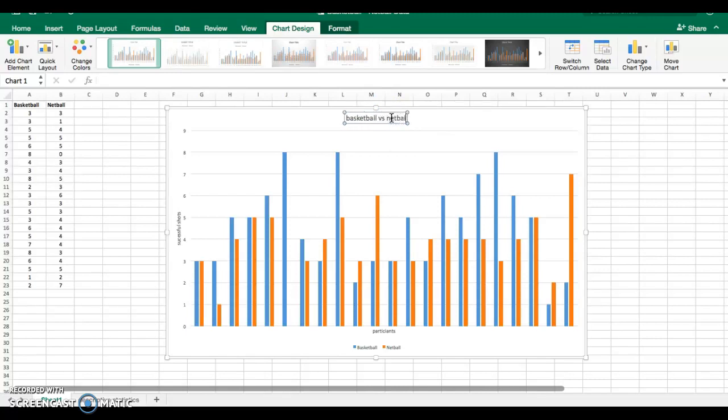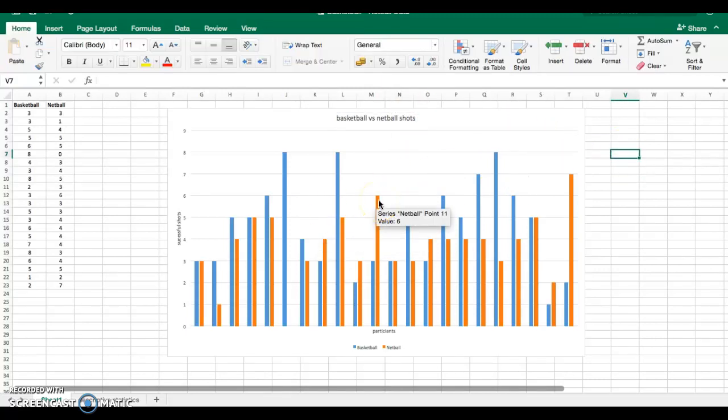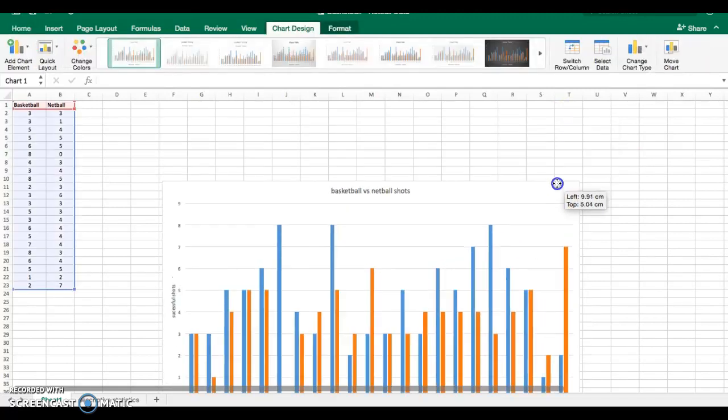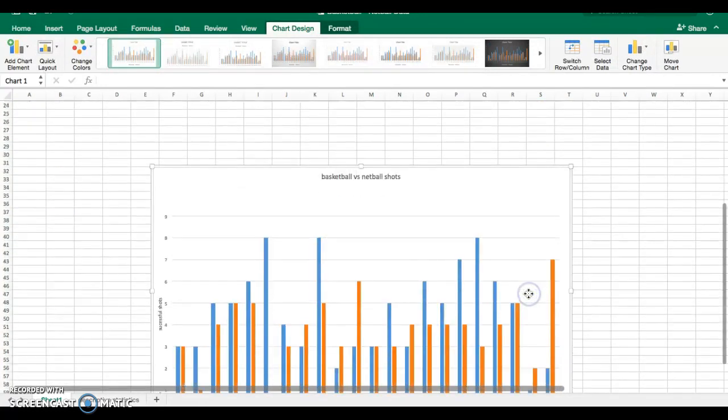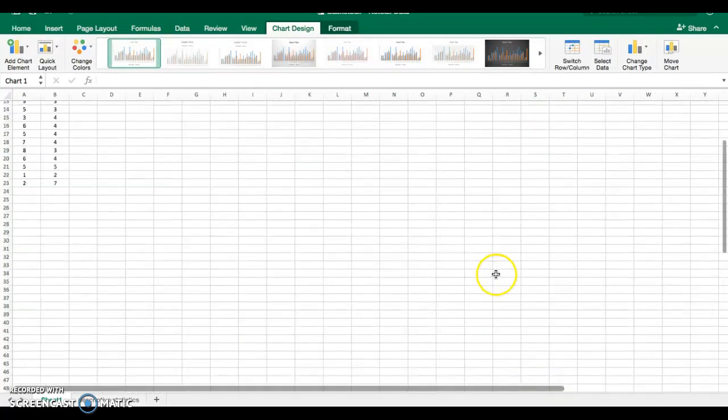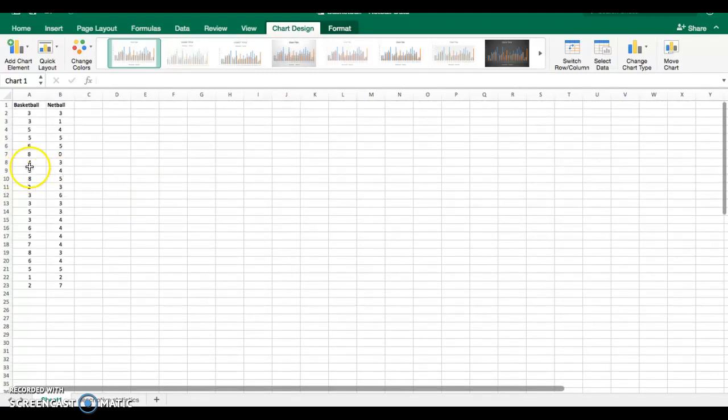basketball versus netball shots. Right, so this therefore represents the data clearly and easily, meaning you can see just against the two which one's bigger. And again, mostly the basketball is bigger, except for a few anomalies in and out the data. Okay, so just to move this down, so we can go back onto the data. Right, so moving back up, we've got the original data still.